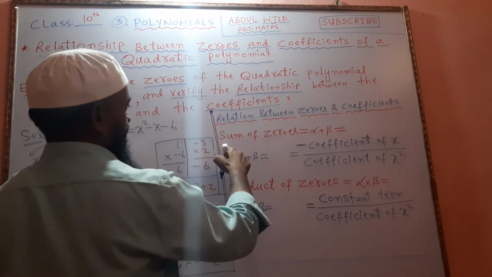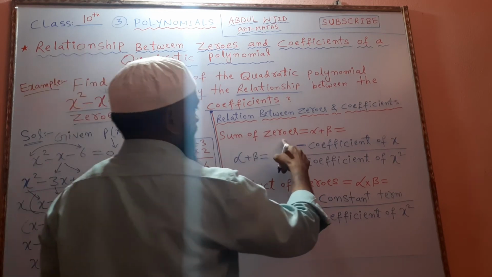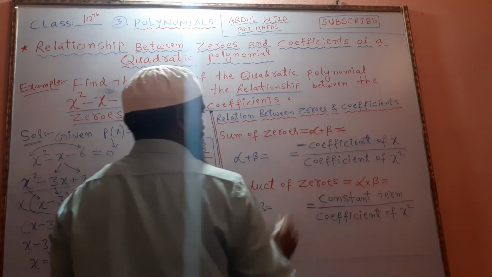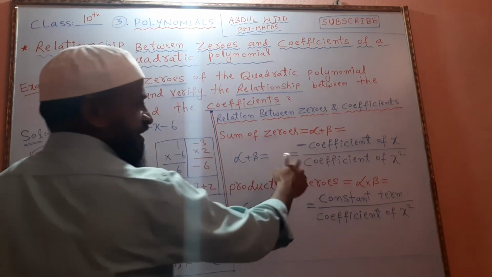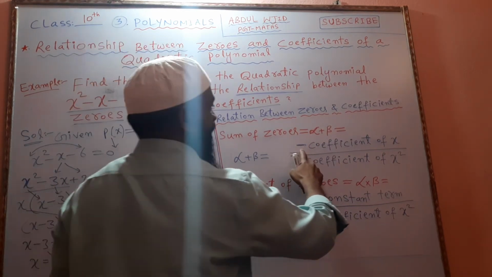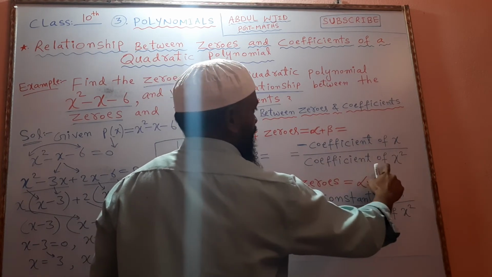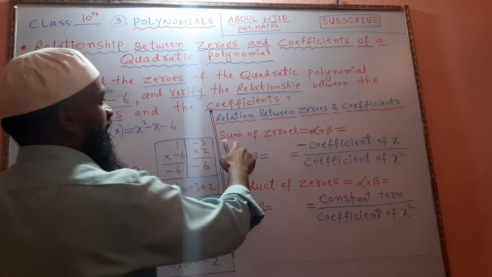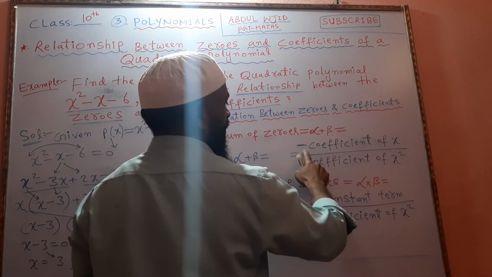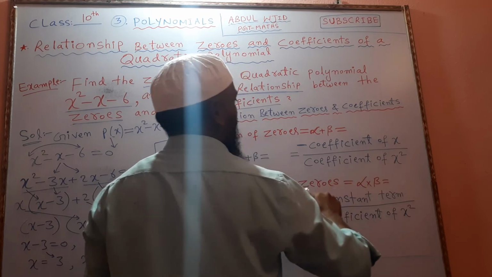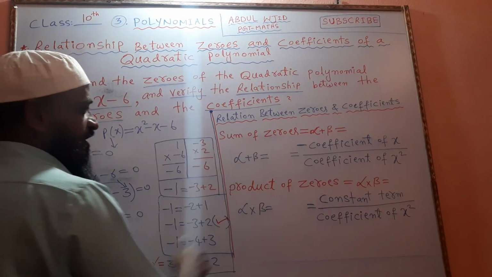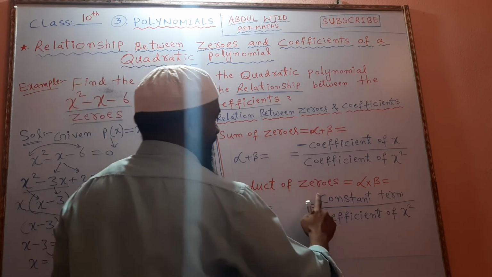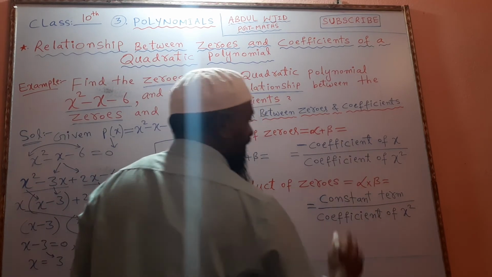Relation between zeros and coefficients. If we add the two zeros, the sum of zeros alpha plus beta, we get the relation in coefficients: minus coefficient of x by coefficient of x square. This is standard, it always comes the same for any question. Sum of zeros alpha plus beta equal to minus coefficient of x by coefficient of x square. We will check this for this question also. Next, the product of zeros. Multiply the two zeros, we will get constant term by coefficient of x square.